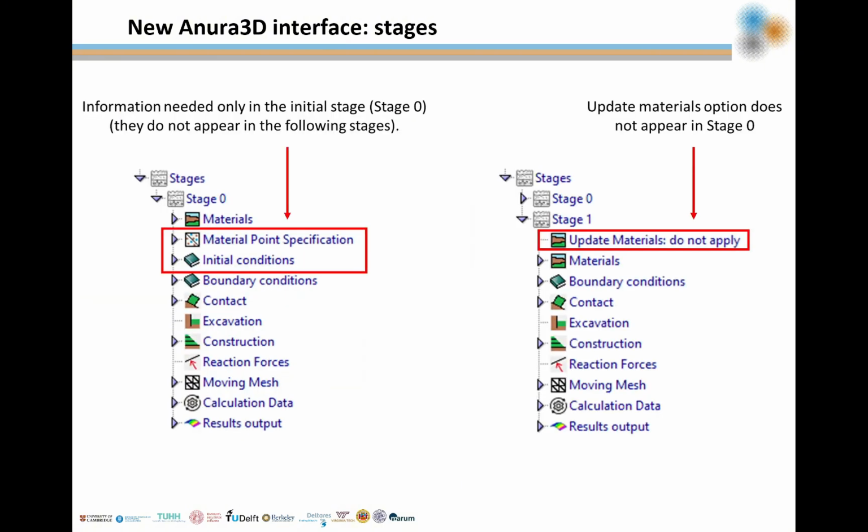The new interface introduces stage-specific data management. Stage 0 includes essential inputs like initial velocity, boundary conditions, and contact formulation. The update material option is not available in stage 0, but can be modified in later stages. Each stage is structured to build on previous input, reducing redundancy. This systematic approach improves clarity and simplifies stage-based calculation.